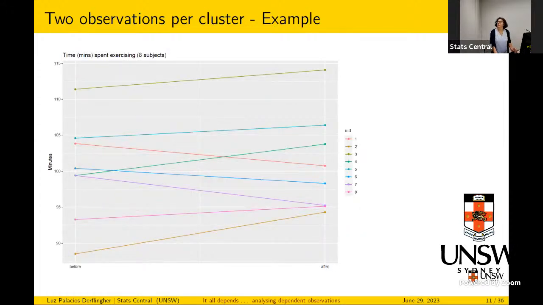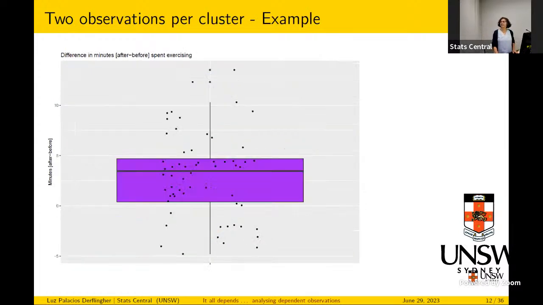So in this case, since we only have 2 points for each subject, what we do is easy. We calculate a difference. We do after minus before within subject, and then we plot this data. And that's what we're interested in, what happens with the difference in the subjects.